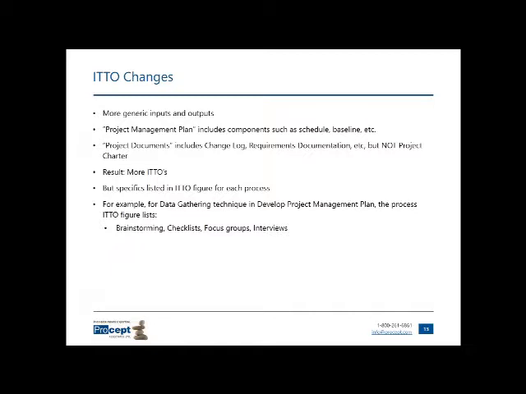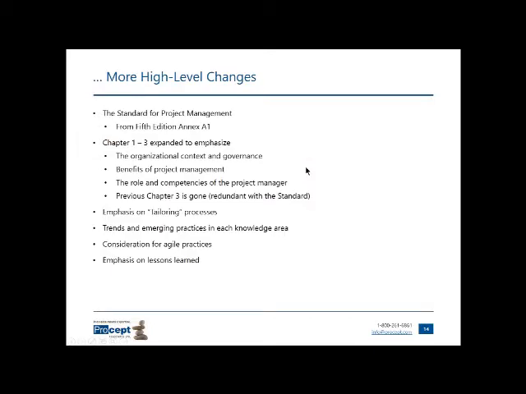The result of all of this is there are more ITOs, actually. It doesn't look like it when you look at those front pages of the processes because of the genericized inputs, but the specifics are listed in the ITO figure for each process. So you'll see that there's actually more inputs and outputs and tools and techniques listed than there were previously. For example, there's an example for you for data gathering. There's a lot more listed. So do take a look at the detailed figure for each one of the processes.